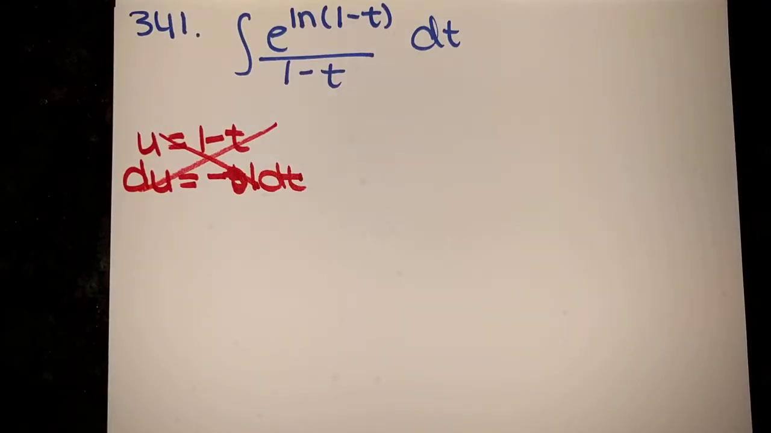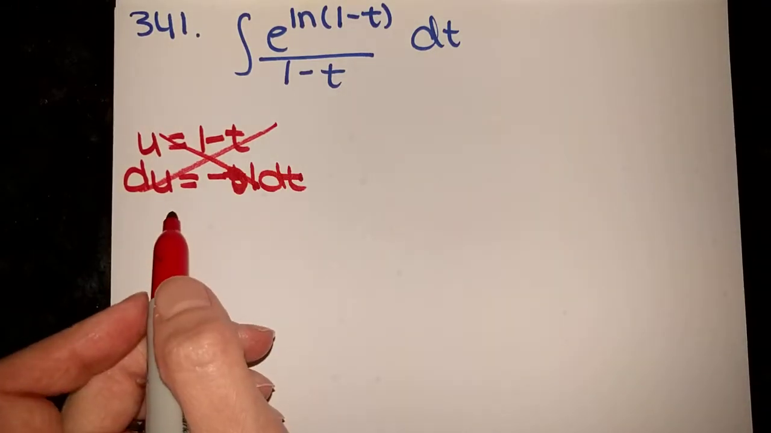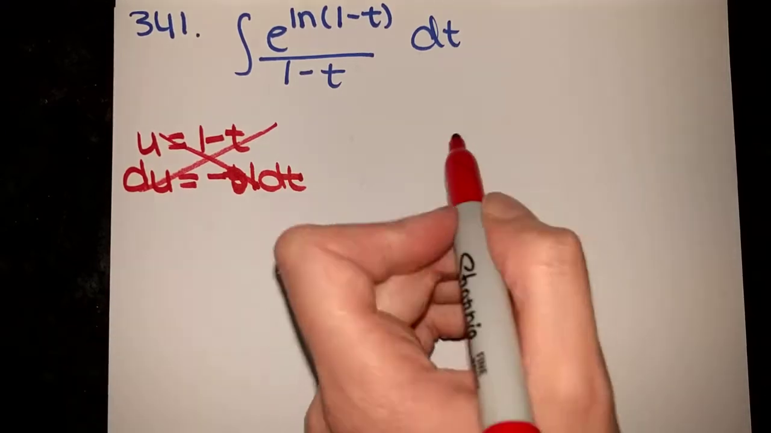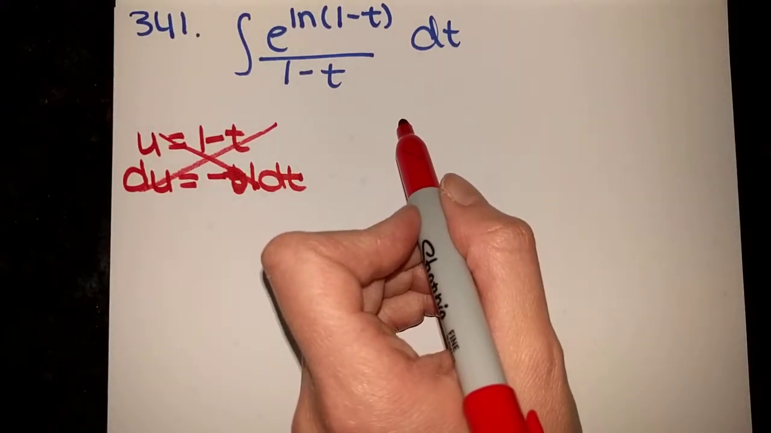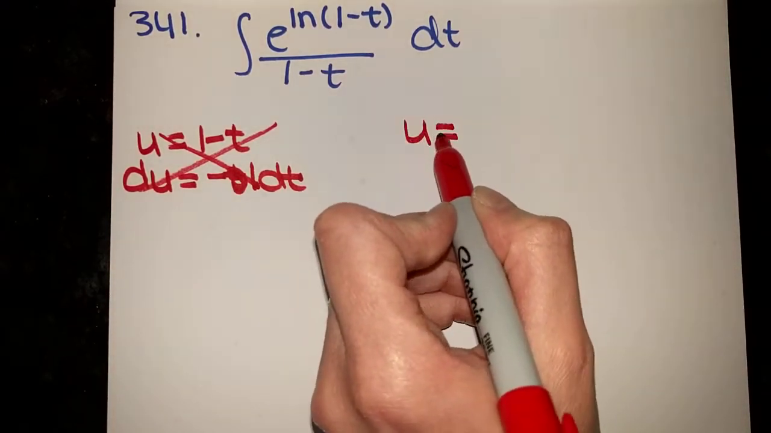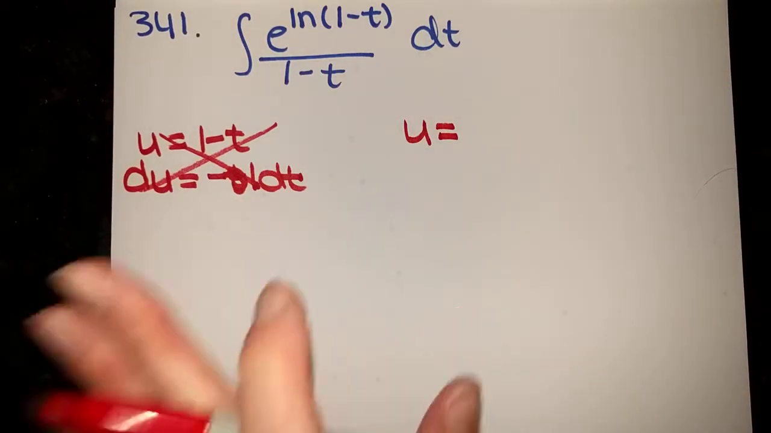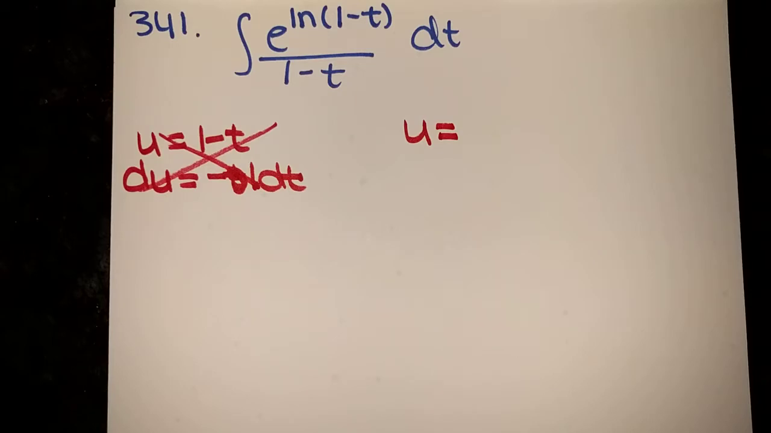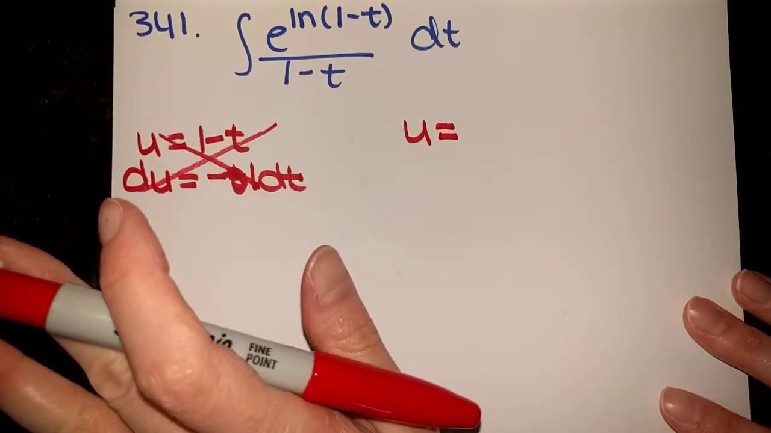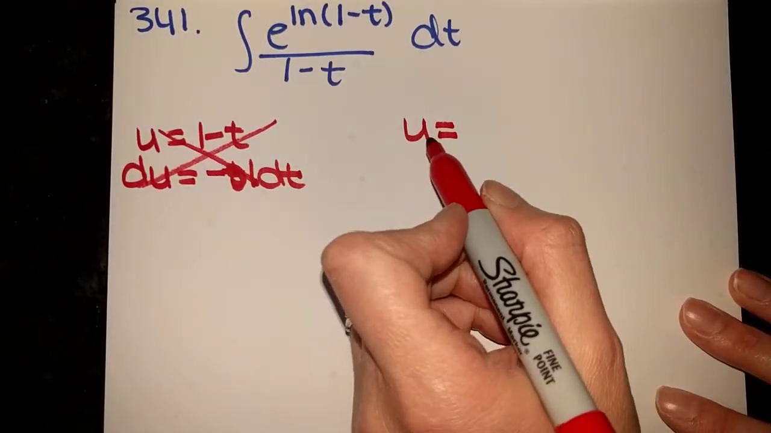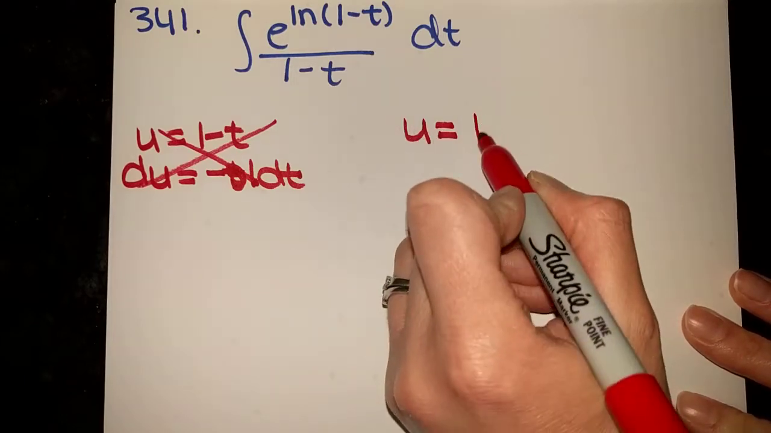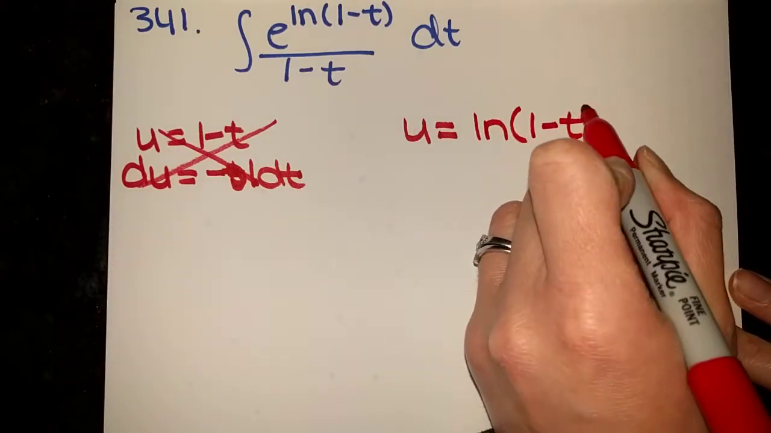The key thing to think about is you want the more complicated thing. So in this case, I usually pick the exponent. I'm going to pick the exponent because if I were to pick the denominator, that would not pan out. But you might have to play around with it to see what happens. So the denominator is not producing a viable u for us. So let's look at the exponent, and that's natural log of 1 minus t.